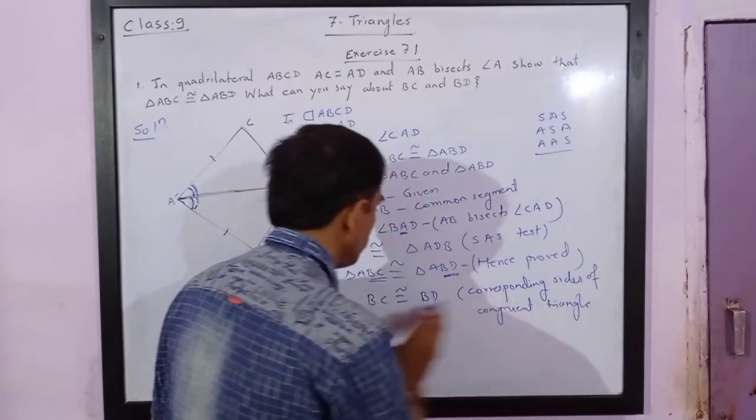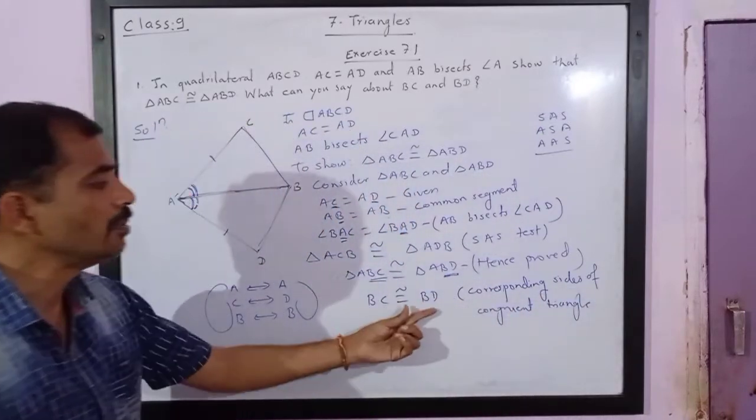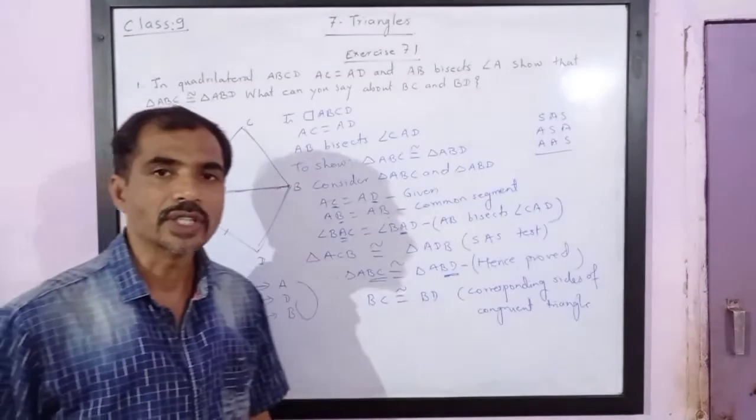So what can you say about BC and BD? BC and BD are congruent to each other.